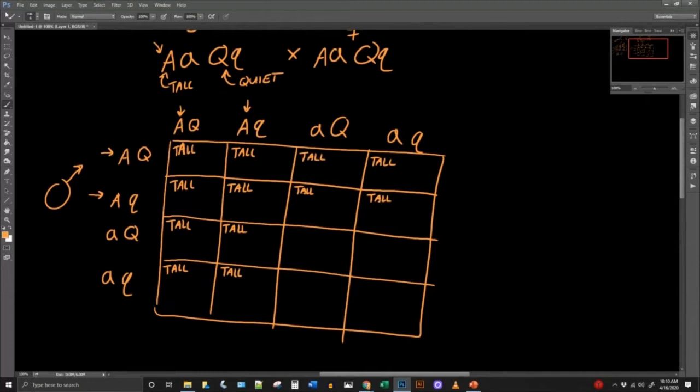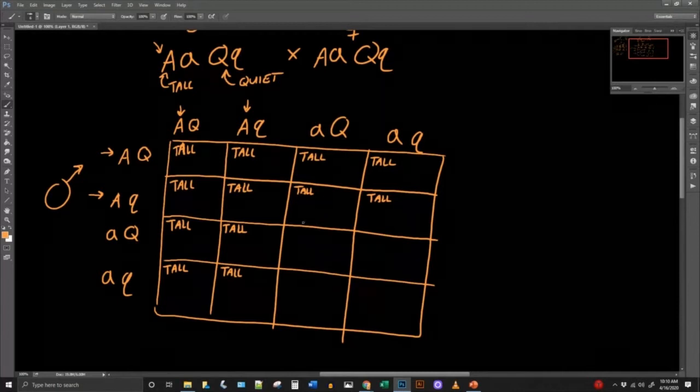Okay. Now, what about the rest? Everything else is not going to get one of those dominant genes, so they'll be short.